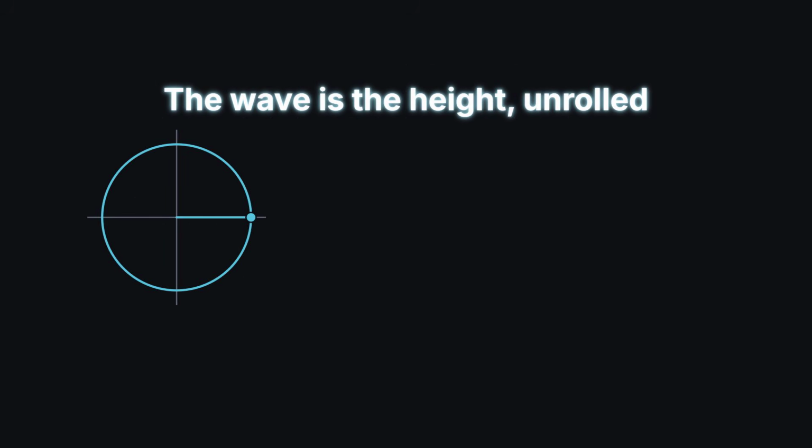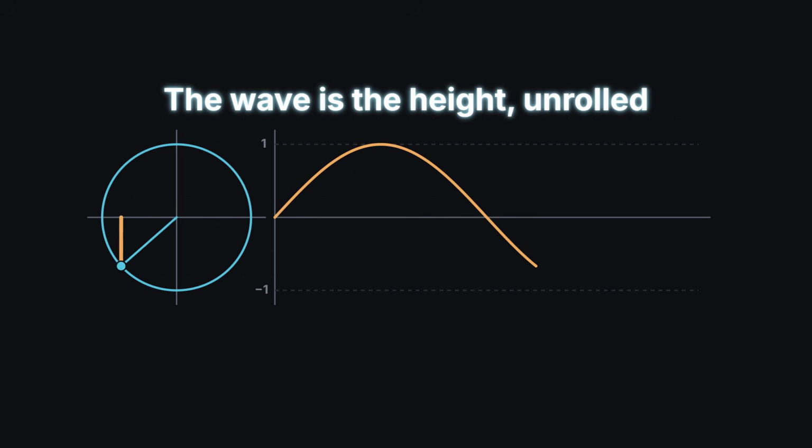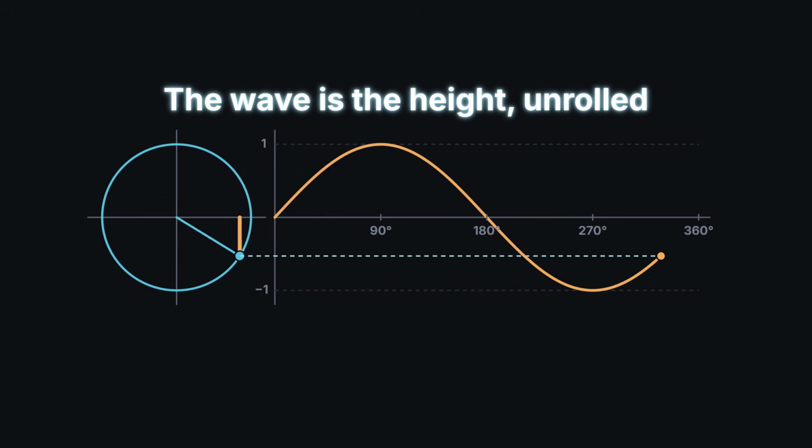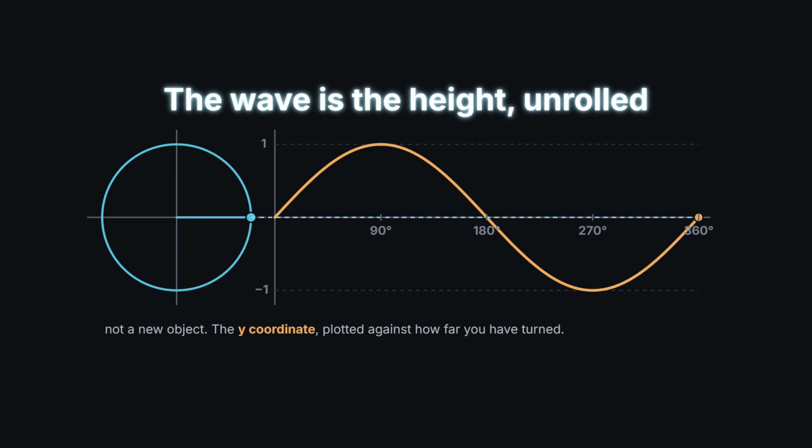One last thing, and it is where the wave comes from. Ignore the x-coordinate and watch only the height. As the point goes round, the height climbs to 1, falls back through 0, drops to -1, and returns. Now unroll it. Put the angle along the horizontal axis, and the height up the vertical. That traces the sine wave. It was never a separate object. It is the y-coordinate of the point plotted against how far you have turned.